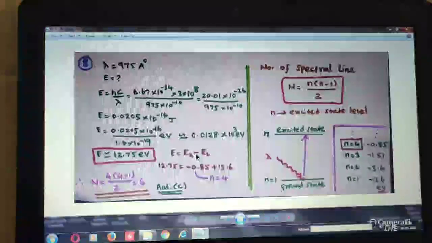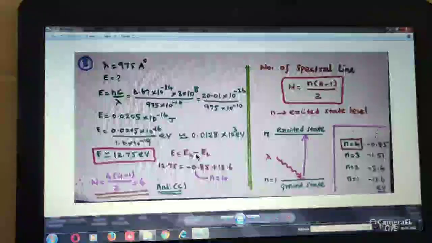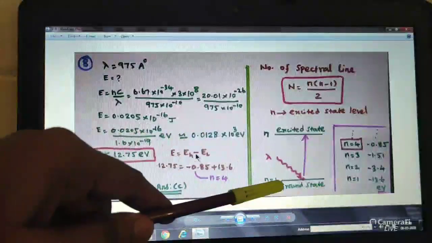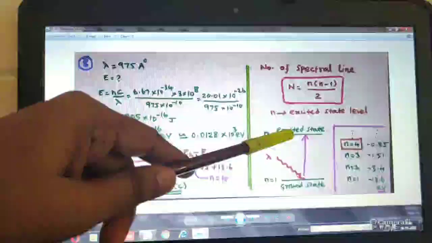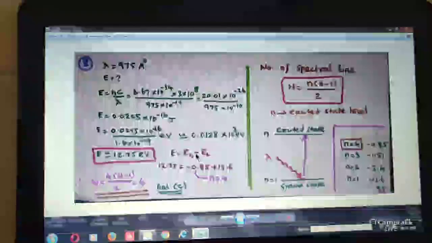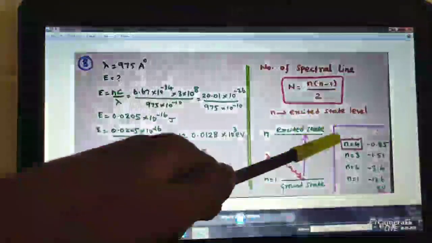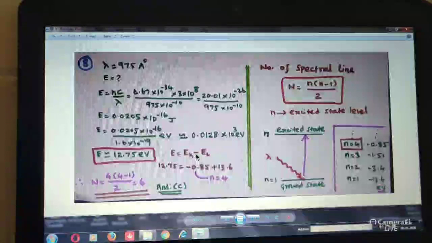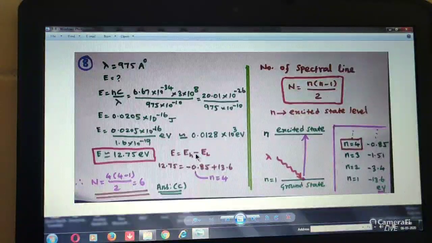Please remember this idea. So n1 is used, we know already minus 13.6 electron volt. But the excited state, whether it is 2, 3, 4, 5, anything, we don't know. So that level only we must calculate. If we calculate that, it is possible to find the number of spectral lines. So let's calculate the n value. We have only the clue.